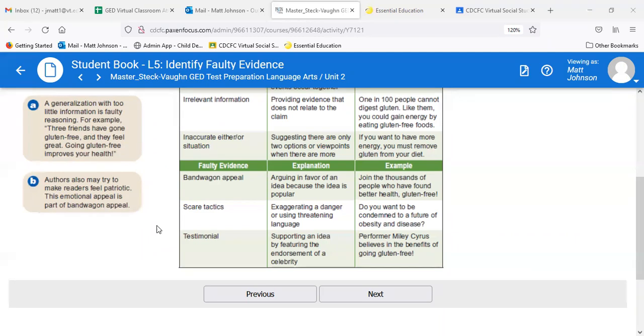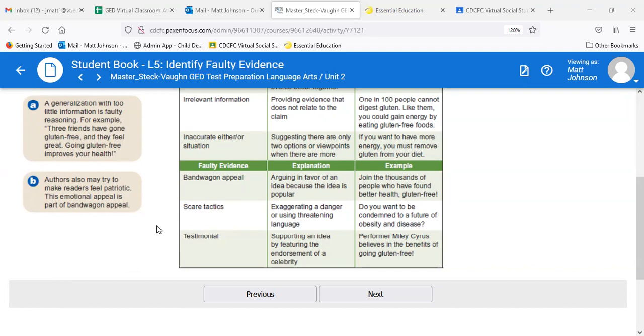And then scare tactics, so exaggerating a danger or using threatening language. "Do you want to be condemned to a future of obesity and disease? Just keep eating gluten and that's what's going to happen to you." Real strong language, a persuasive tactic that works by scaring you. Again, look at political campaigns, look at these Senate races. You'll see that kind of idea. "Do you want your neighborhood to be destroyed?" and things like that, whatever it may be. They try to evoke fear that way.